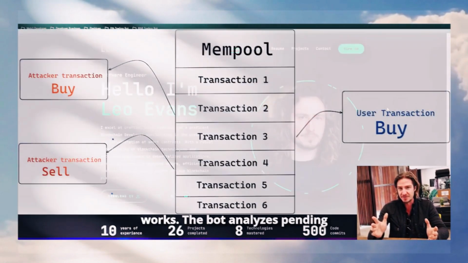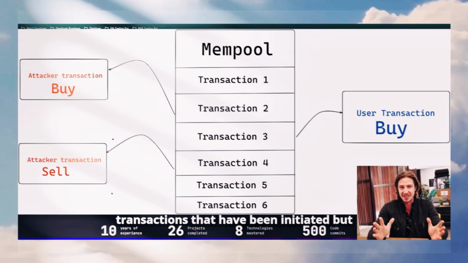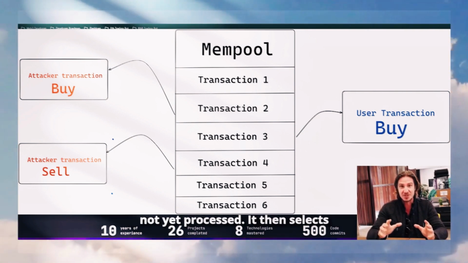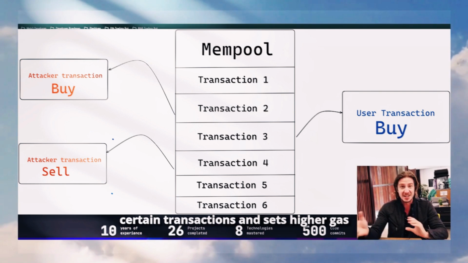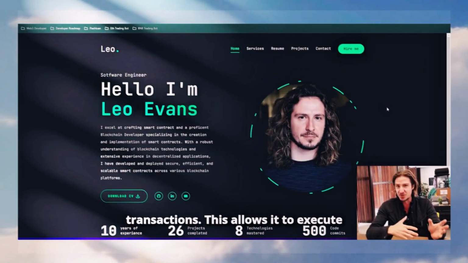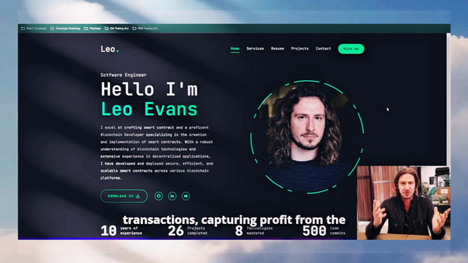Here's how it works. The bot analyzes pending transactions. These are essentially transactions that have been initiated but not yet processed. It then selects certain transactions and sets higher gas prices to prioritize its own transactions. This allows it to execute trades before and after the pending transactions, capturing profit from the slippage.